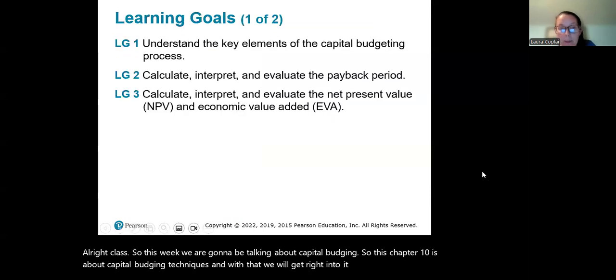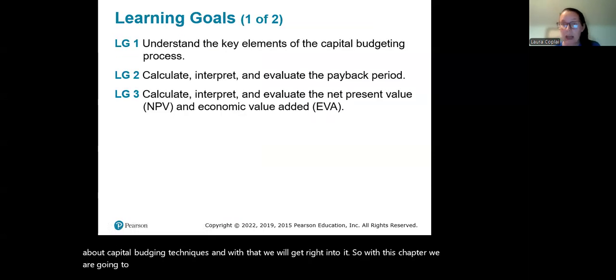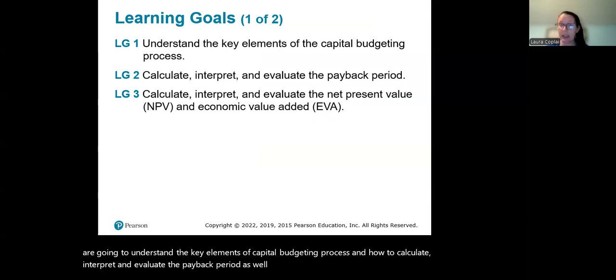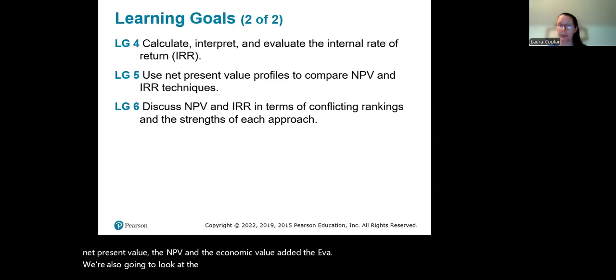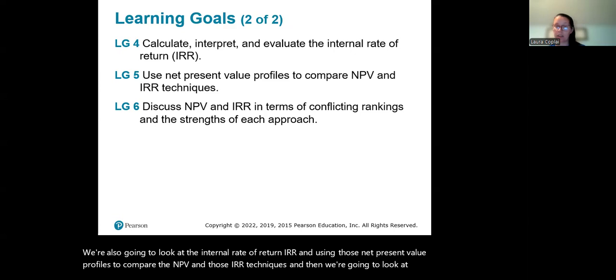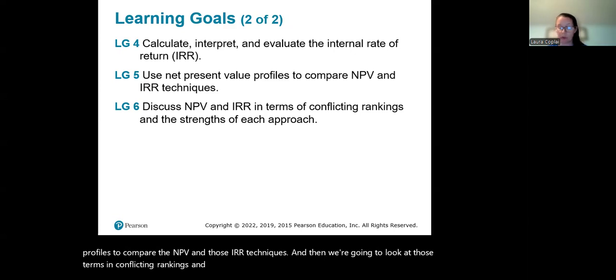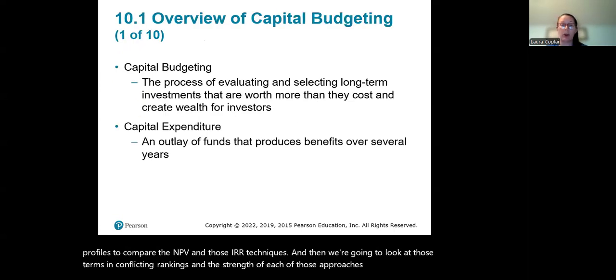So with this chapter, we are going to understand the key elements of the capital budgeting process and how to calculate, interpret, and evaluate the payback period, as well as calculating, interpreting, and evaluating the net present value, the NPV, and the economic value added, the EVA. We're also going to look at the internal rate of return, IRR, and using those net present value profiles to compare the NPV and IRR techniques. And then we're going to look at those terms and conflicting rankings and the strengths of each of those approaches. So with that, let's start with the overview.